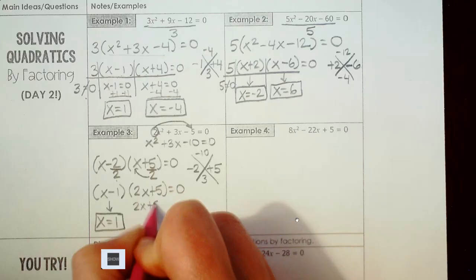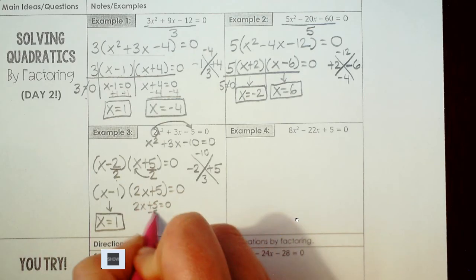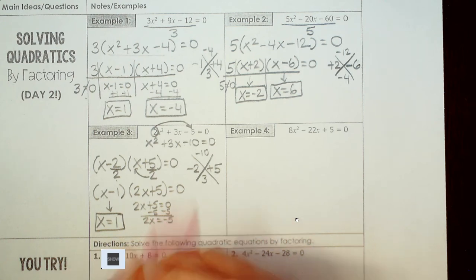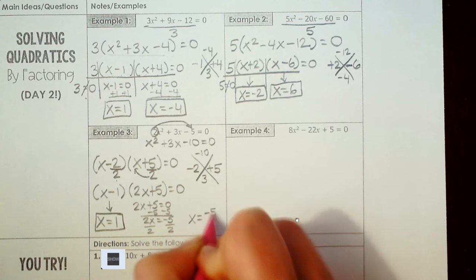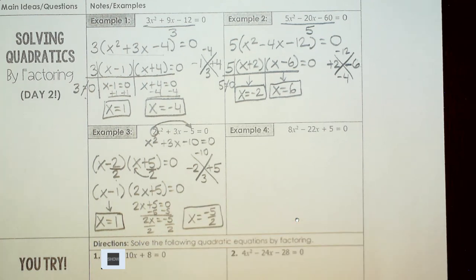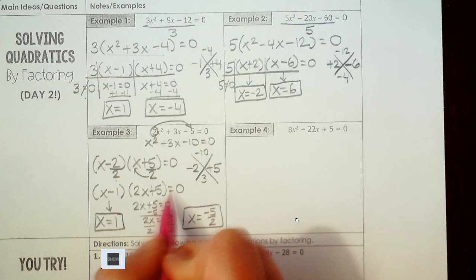2x plus 5 equals 0. I have to subtract 5. 2x equals negative 5, and then divide by 2. So x equals negative 5 over 2. Now, there's a little bit of a shortcut here. Okay? If you're solving, you don't actually have to do this bottoms up step right here.